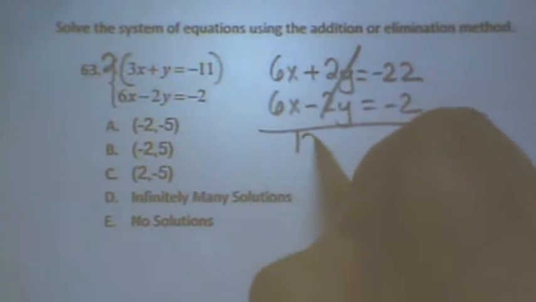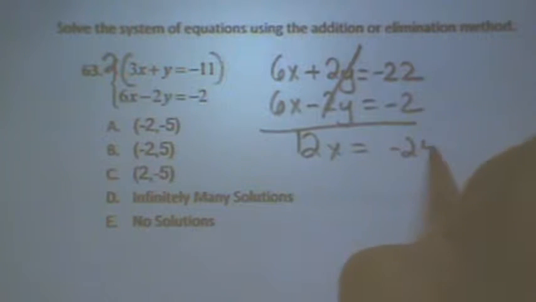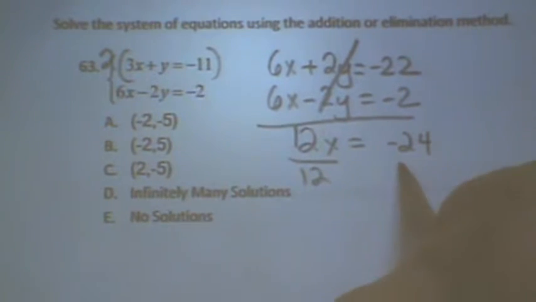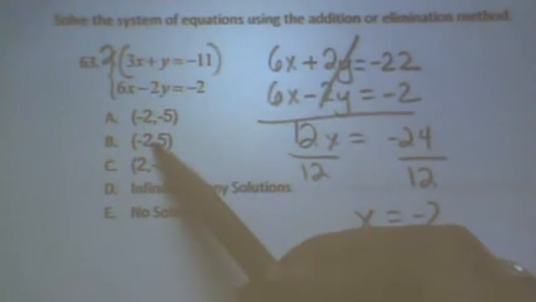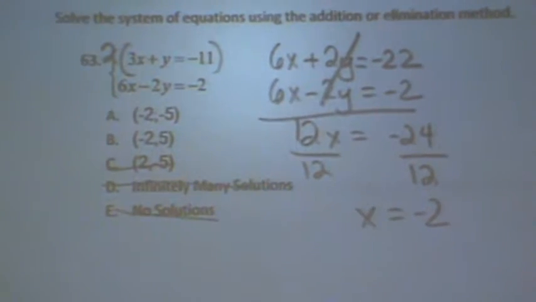Those cancel. 12x equals negative 24. Divide by 12, and x is negative 2. So I already know x is negative 2, so it's not C, D, or E. Now all you have to do is replace negative 2 in for x.